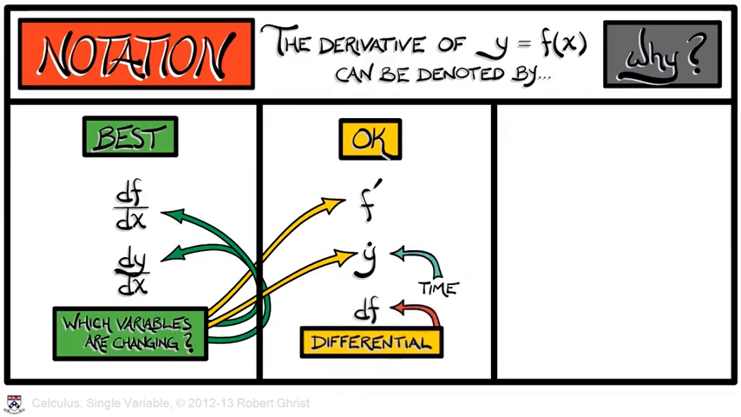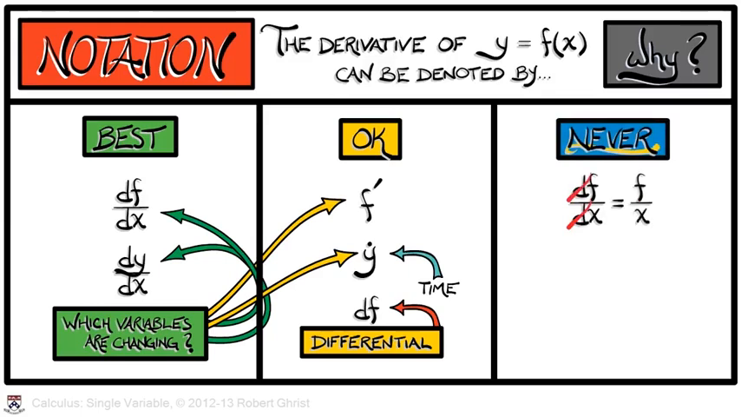Sometimes you'll see a differential notation of the form df. This can be helpful, but again, remember which variables are changing. The one thing that you must never do is write something foolish like canceling the d's to get df dx equals f over x. Whew, no way.